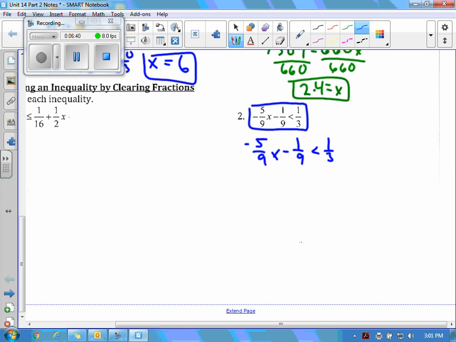By box and rewrite, I also need to figure out what my least common denominator is. So for 9, 9, and 3, my least common denominator is going to be 9. So that means everything needs to get multiplied by 9 over 1.